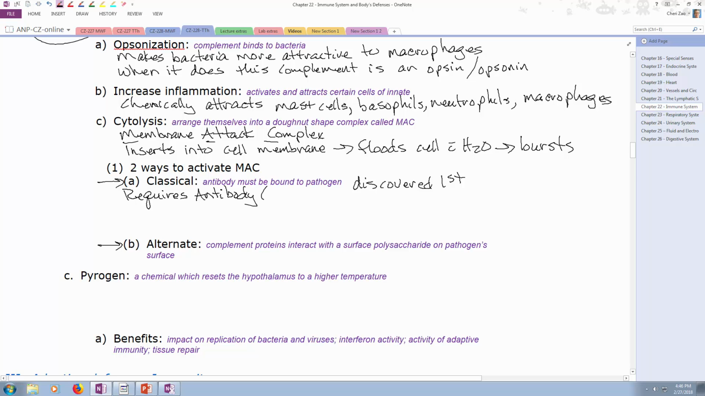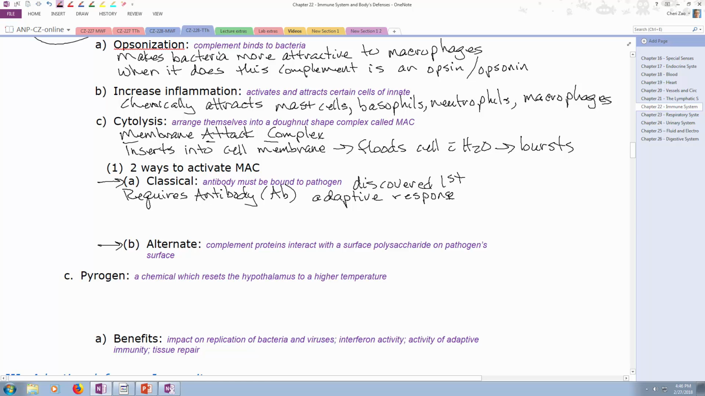With this pathway, it requires antibody to work. Antibody will now be abbreviated AB. Antibody is from the adaptive immune system. So complement complements the adaptive and the innate system. So we have an adaptive response here.